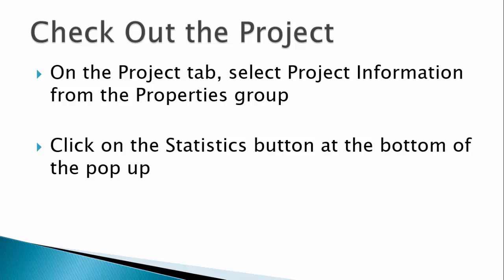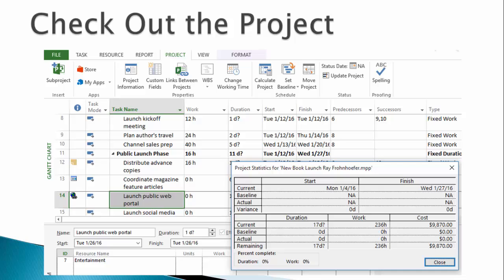On the Project tab, select project information from the Properties group and click on the Statistics button near the bottom of the pop-up. What you should see is a statistics box showing project starts on 1/4/16 and ends on 1/27/16. The duration is 17 days, and there are 236 hours of work at a cost of $9,870, which includes the $1,000 budget for the party. When you have something like this, you are ready to move on to the next segment of the lesson.